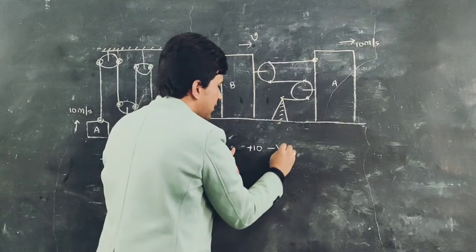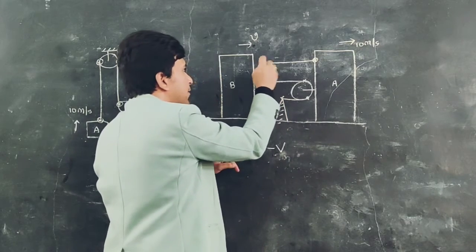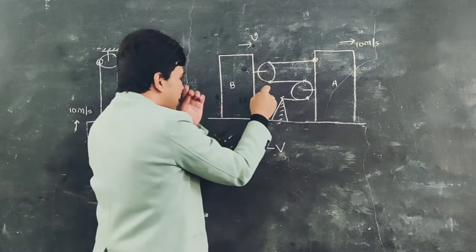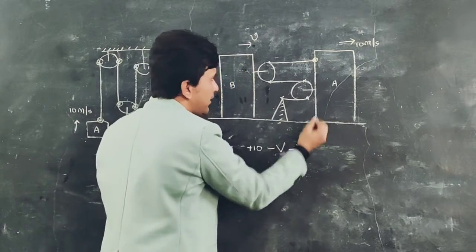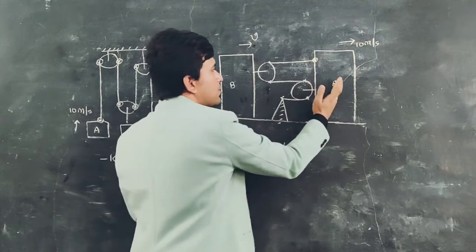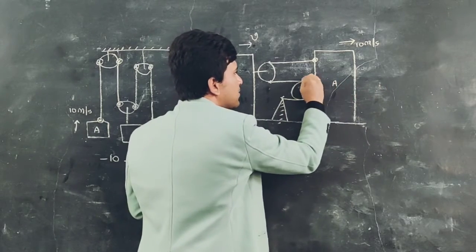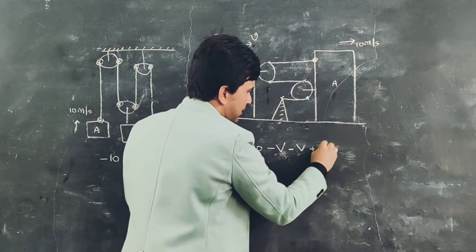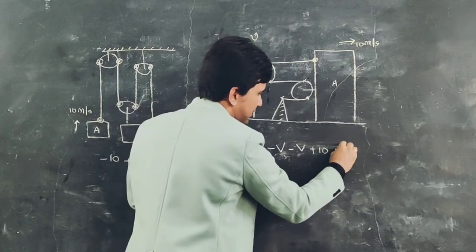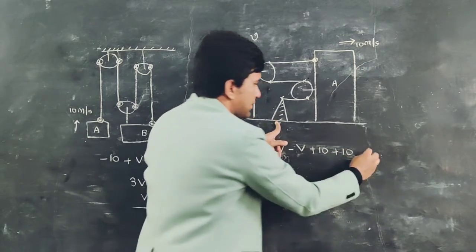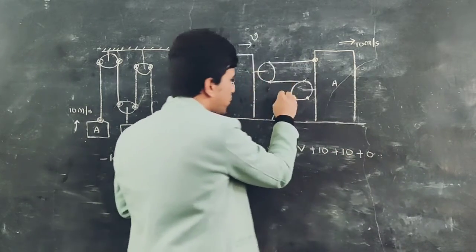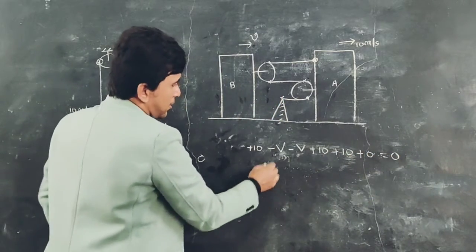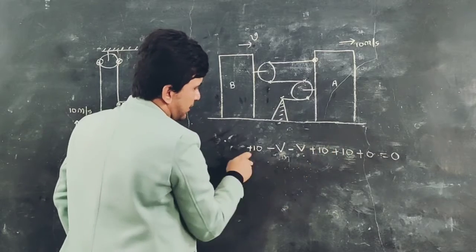Minus V. This point is also connected to this pulley, which is in turn connected to this block. This block is moving with V right side, we assume, so this one also minus V. This block is trying to move right side with 10, so this point is being pulled right side by 10, which is trying to stretch the string. So plus 10, and this one also plus 10, and this is hinged. So plus 0. This is neither moving, this is a fixed one. The sum should be equal to 0.